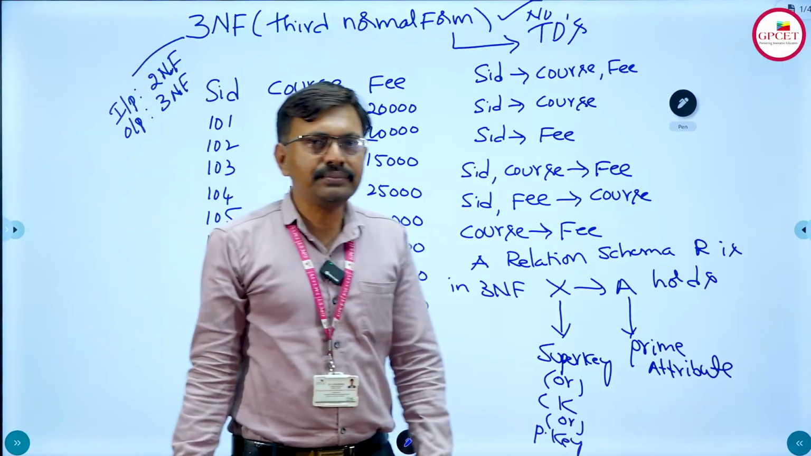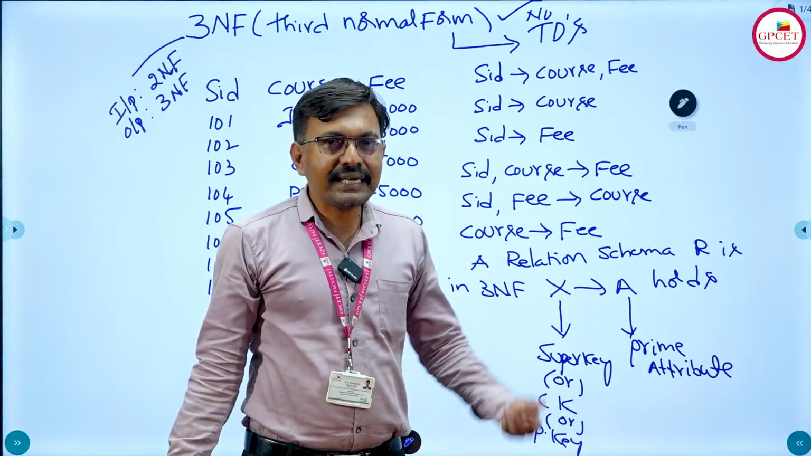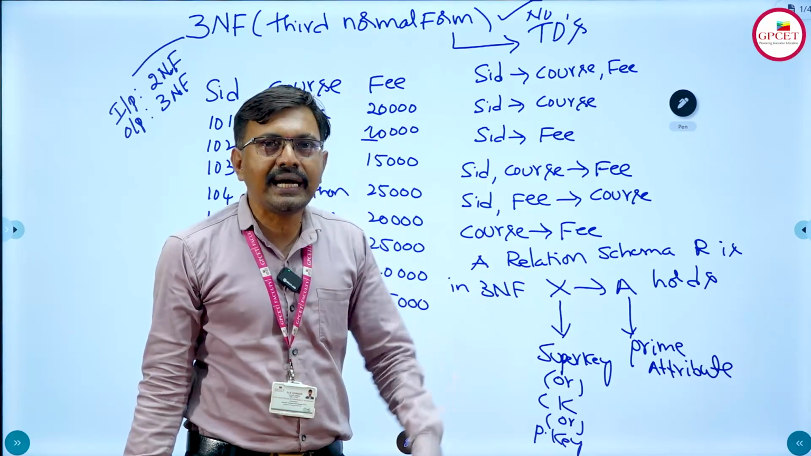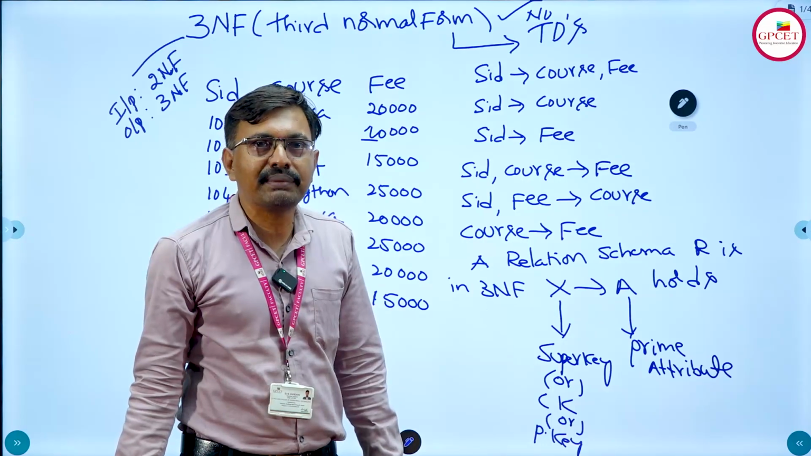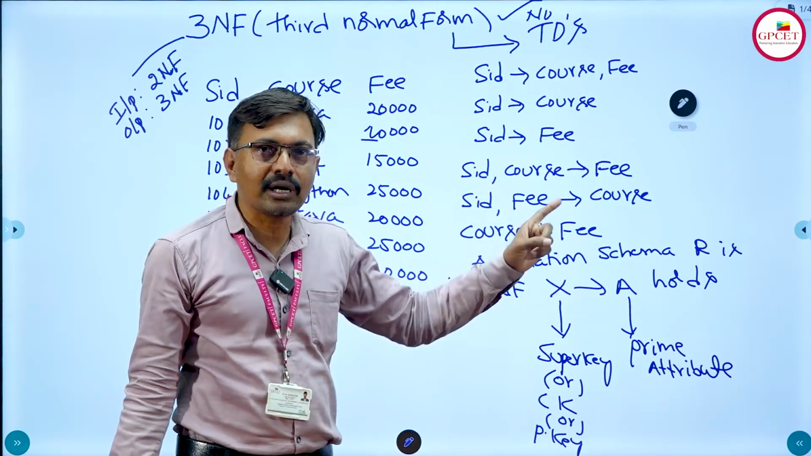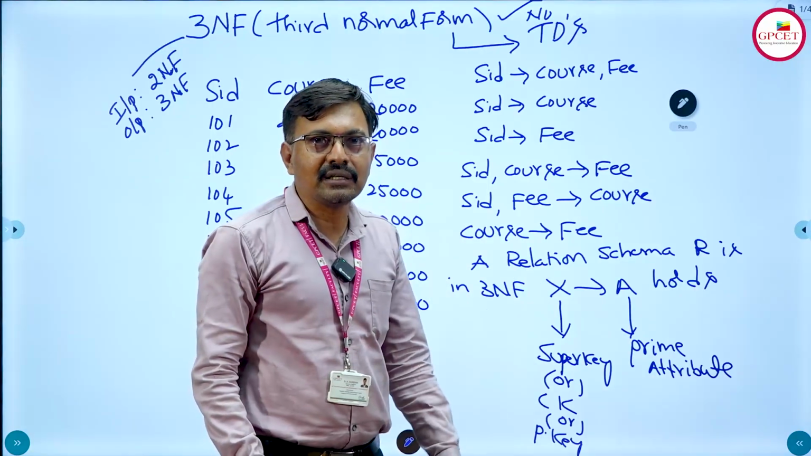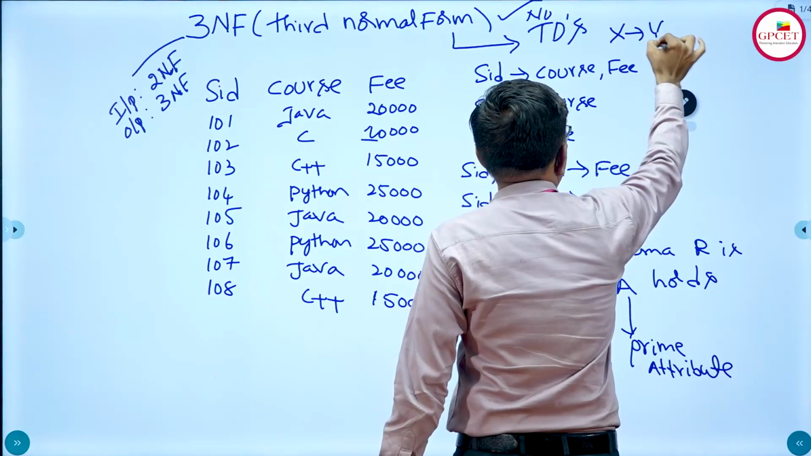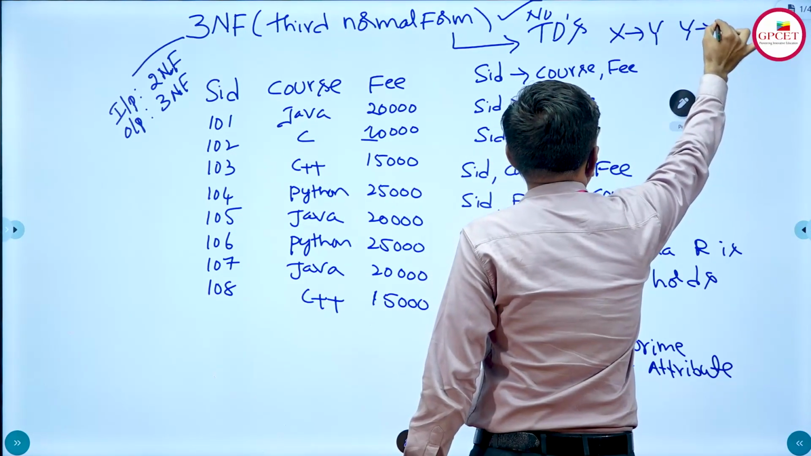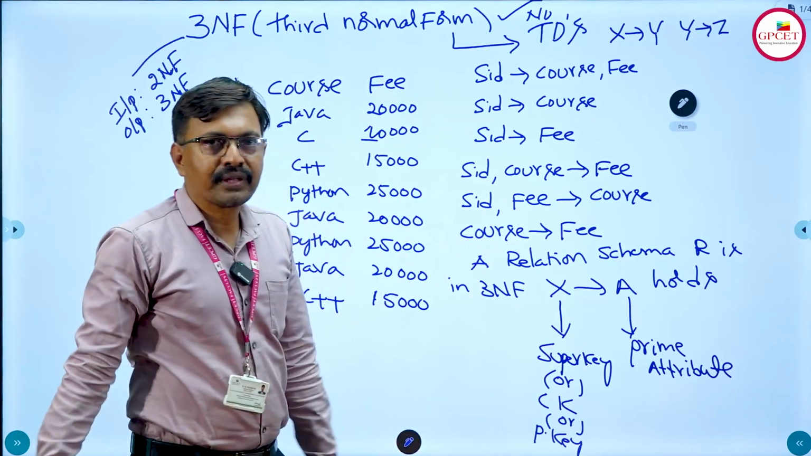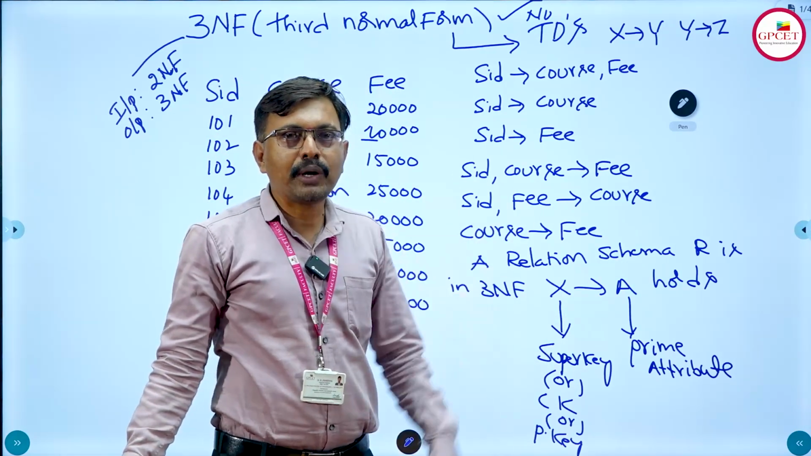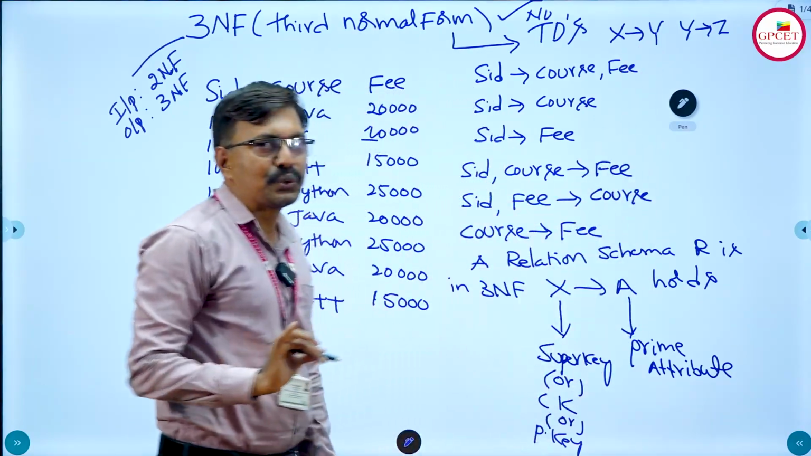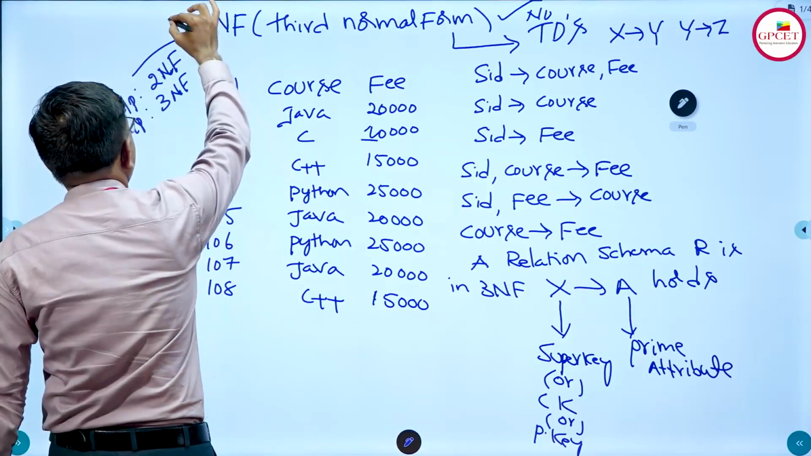Whereas in the second normal form, no partial dependency. What is the second normal form definition? A relation schema R is in second normal form if every non-key attribute is fully functionally dependent on the primary key. No partial dependency in second normal form, no transitive dependency in third normal form. What is meant by transitive dependency? X tends to Y and Y tends to Z is a transitive property. No transitive dependency in third normal form. That's why we remove it, X tends to Y and then Y tends to Z. That is the third normal form definition.